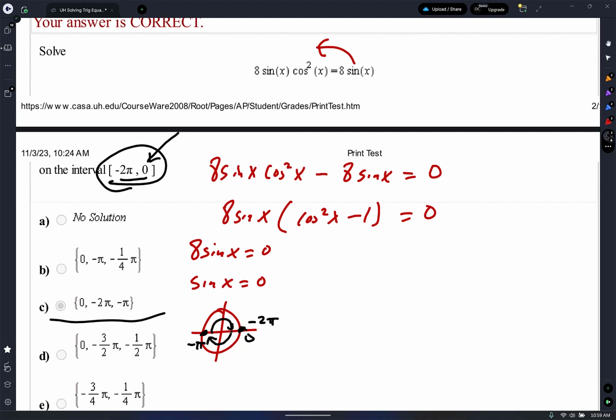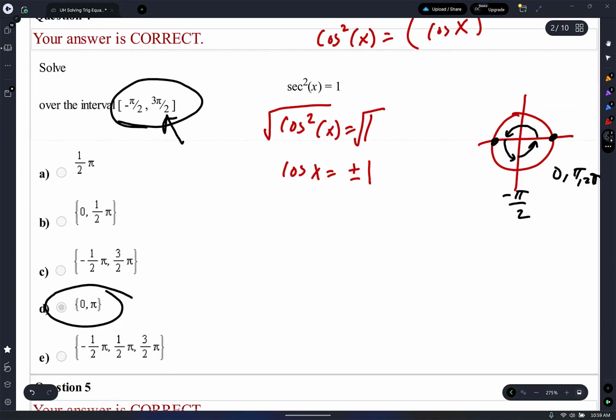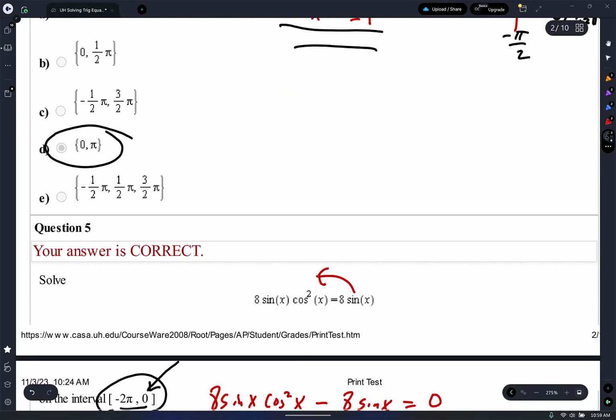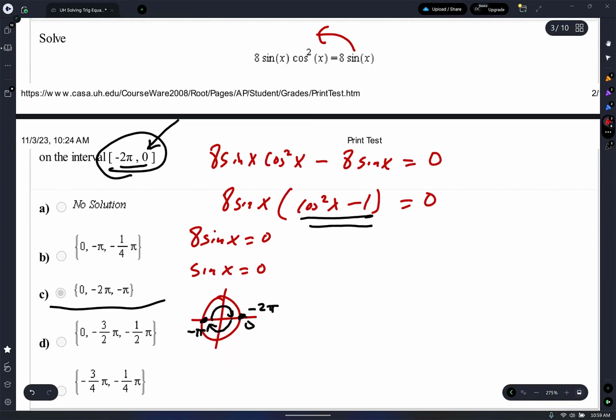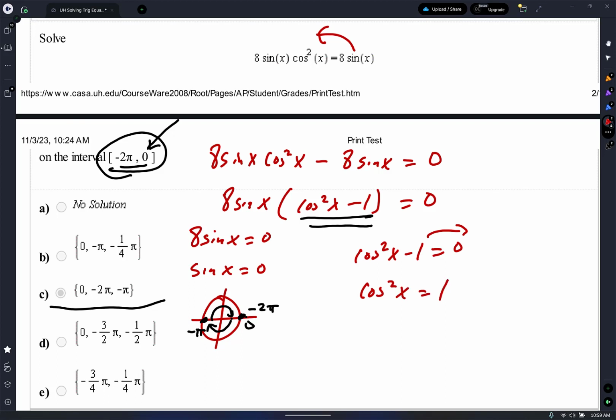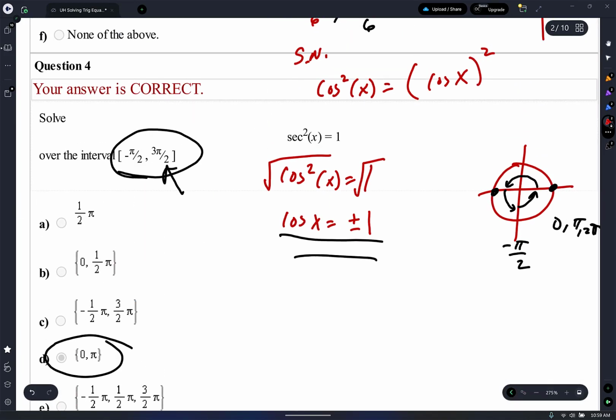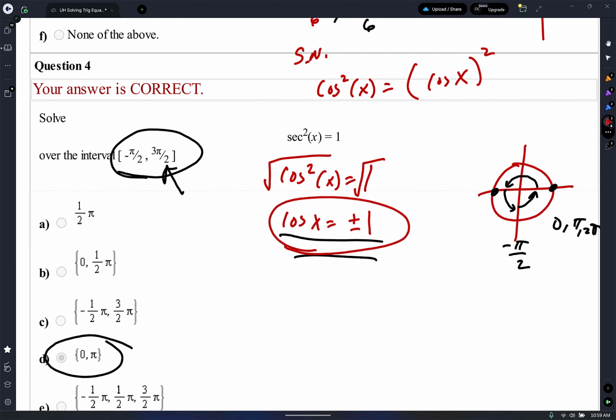But don't worry, we're still going to talk about this right here, that you actually already did in this one, but I'll show you again, just in case. Cosine squared x minus 1 could also be 0. I move the 1 to the other side: cosine squared x equals 1. I take the square root: cosine x equals plus or minus 1. We had that earlier, right here. Look at that. And what answers did we get on that one?